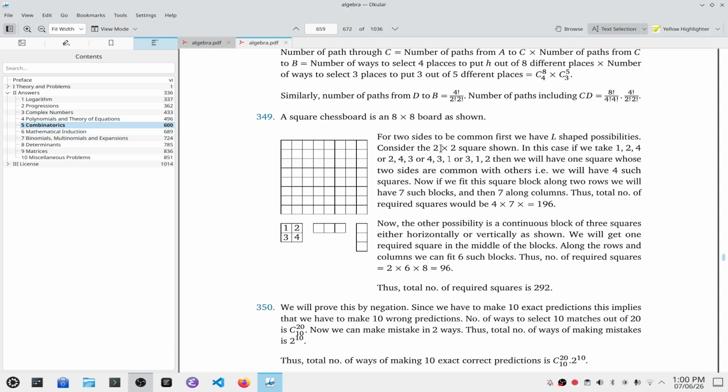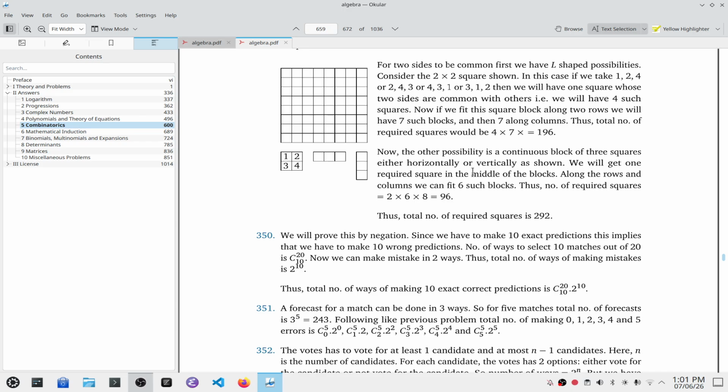Consider the 2 by 2 square shown. In this case, we take 1, 2, 4 or 2, 4, 3 or 4, 3, 1 or 3, 1, 2. Then we will have one square whose 2 sides are common with the others. That is, we have 4 such squares. Now, if we fit this square block among the rows, we will have 7 such blocks and 7 along columns. Thus, the total number of required squares would be 4 multiplied by 7 multiplied by 7. There is a missing 7 here, that is 1 under 6.